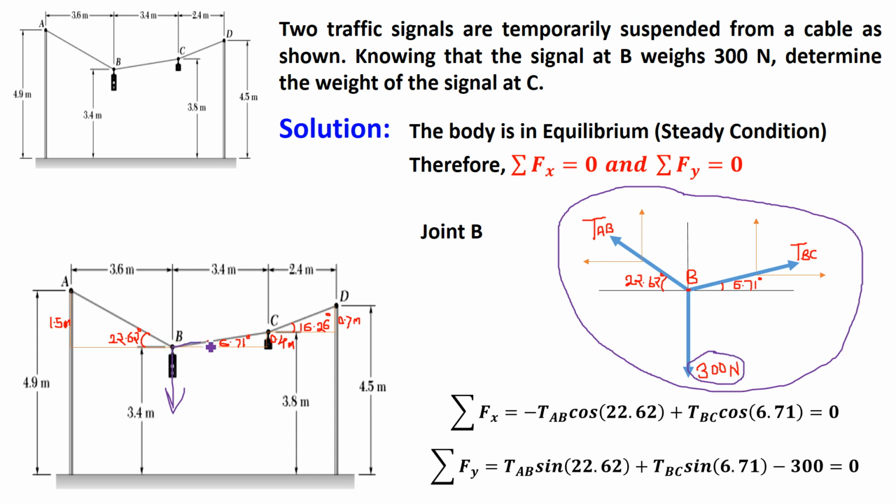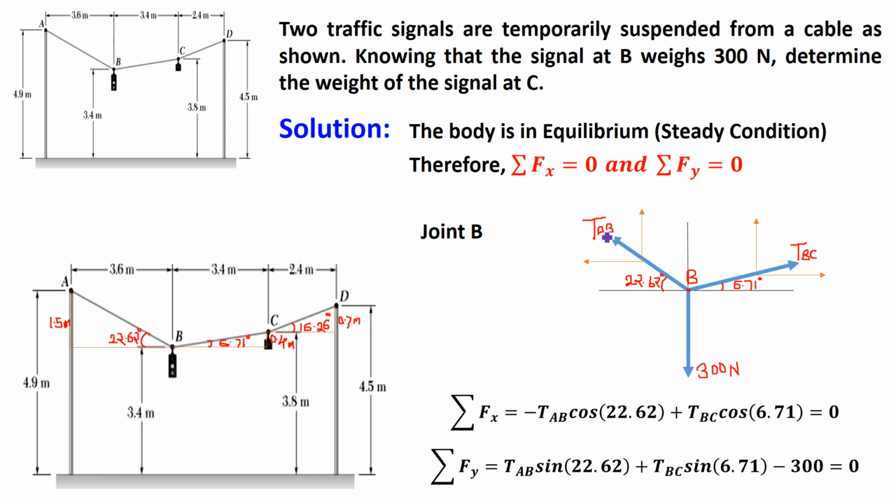Then one cable is this one, that is cable BC. So this is tension BC, tension in cable BC. Its angle with respect to horizontal we have calculated as 6.71. Then this cable is called tension in cable AB, which has the angle with respect to horizontal 22.62. This is in the second quadrant, this first cable in the first quadrant, and the weight of the signal is vertically downward.